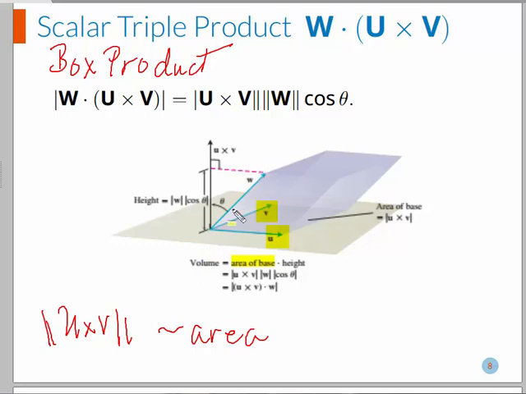And the w, of course, is slanted at an angle of theta. But to find the volume of this box, we need the height, and the height is the magnitude of w times the cosine of theta. All right, there we go. That's the other term. So here's the height, and the result is the volume.